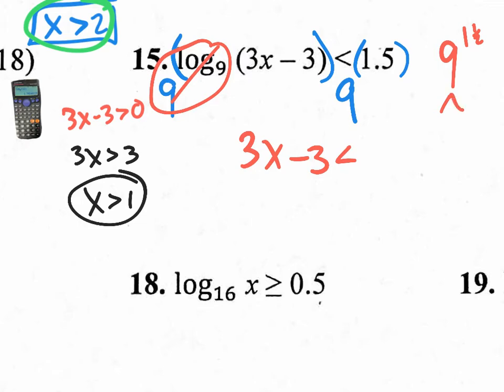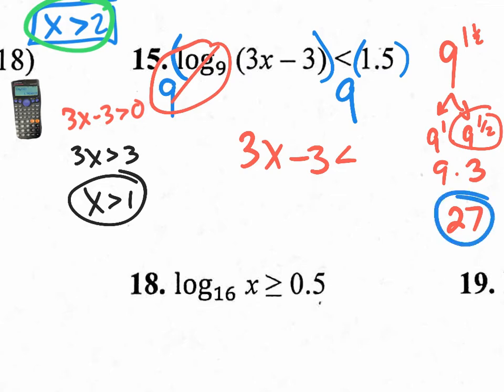You could split the base and make it 9 to the 1 times 9 to the half. You guys remember that? What is 9 to the 1? That's just 9. What's 9 to the half? That's really the square root of 9, which is 3. So you really have 9 times 3, which is 27. Don't freak out. This 9 to the 1.5, you could do that on the calculator, and the calculator will give you 27, right?